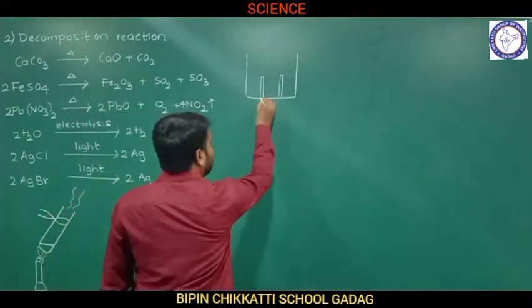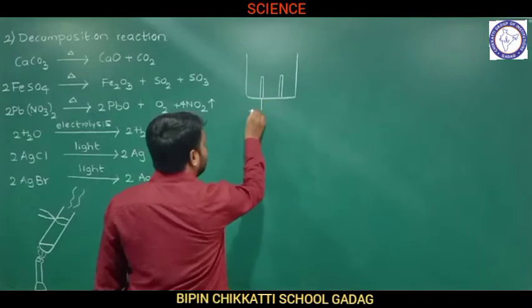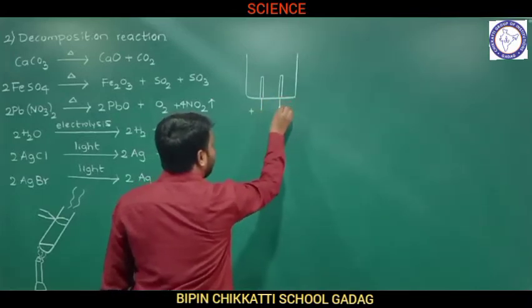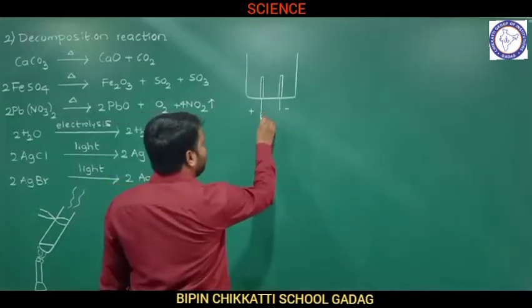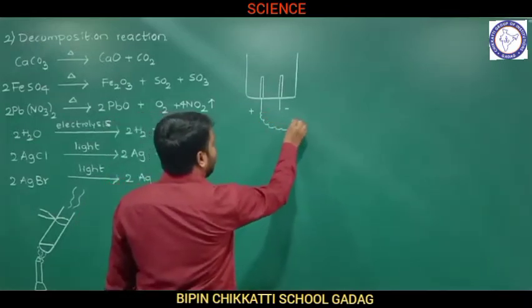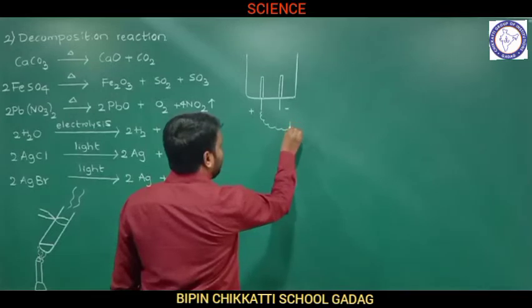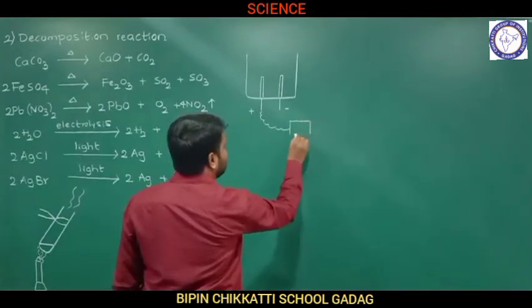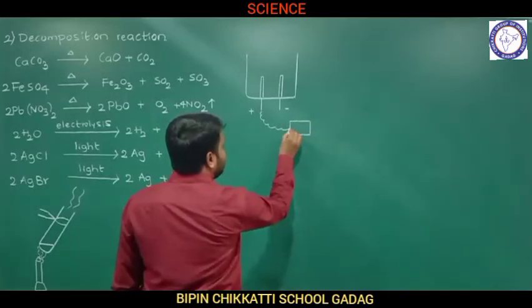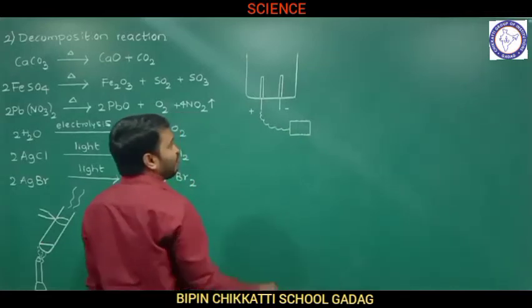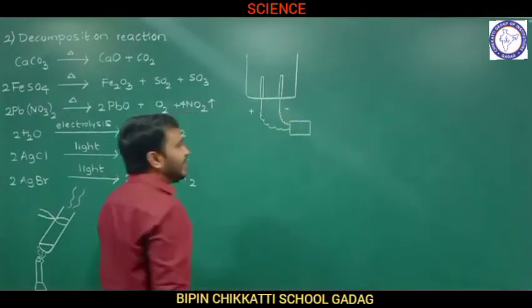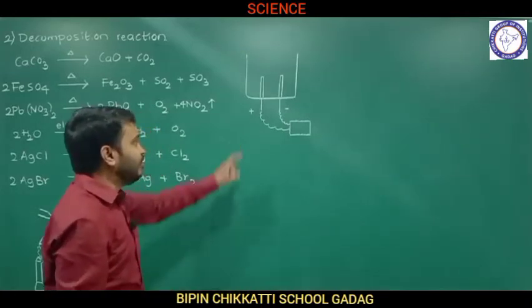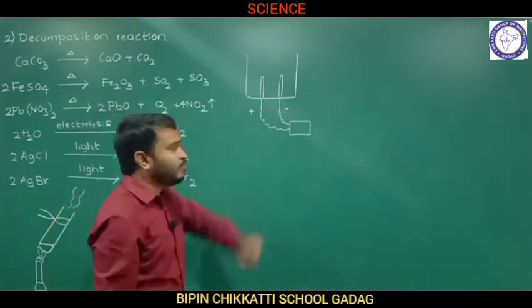This graphite electrode I consider as anode, and this graphite electrode I consider as cathode, because this anode is connected to the positive terminal of a battery. Let us assume this is the battery. This is connected to the positive terminal of the battery, and one more graphite electrode is connected to the negative terminal of the battery. Therefore, this will be anode and this will be cathode.